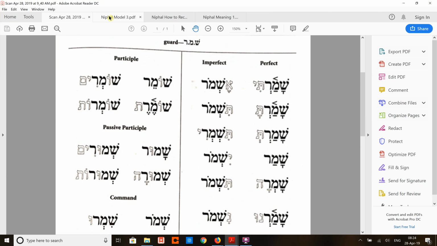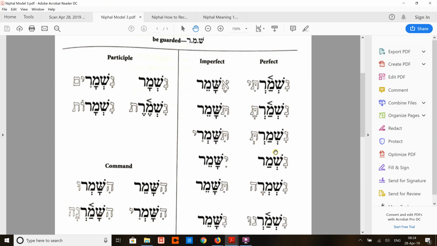In the perfect, you're going to add a noon, the ni sound. This is the third masculine singular in the nif'al, nishmar. So what's key here is to recognize the noon addition in the nif'al. Now, this already brings up a potential hazard for us, and that is in duplicate forms.